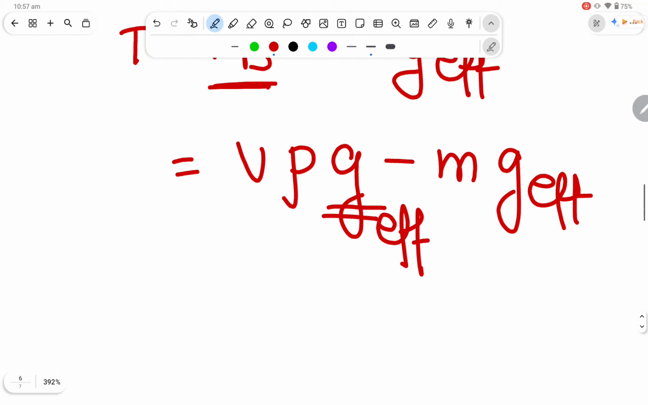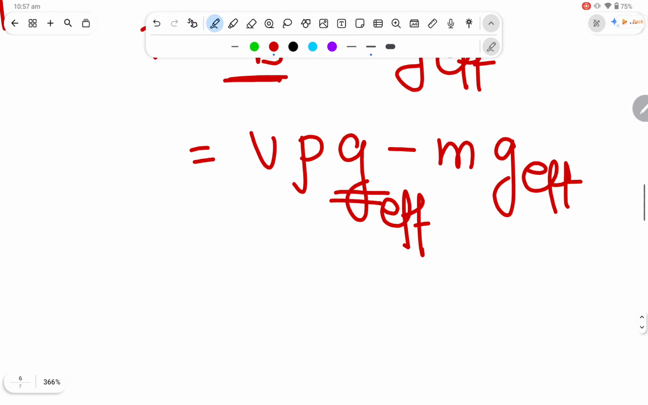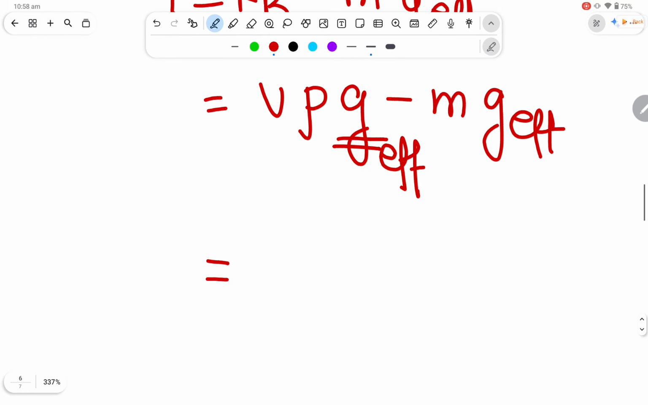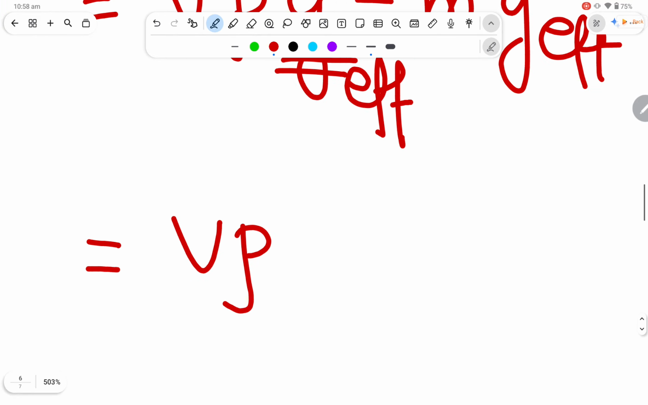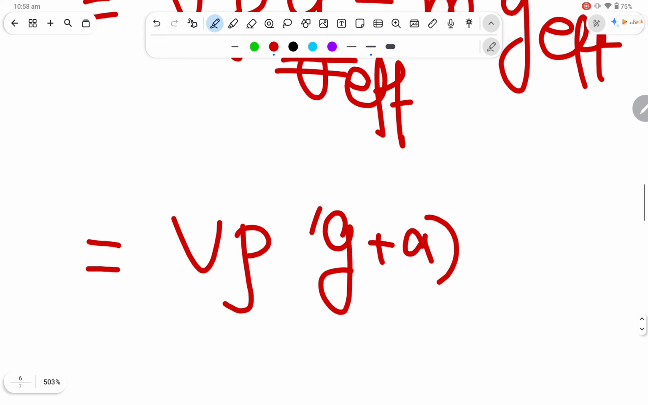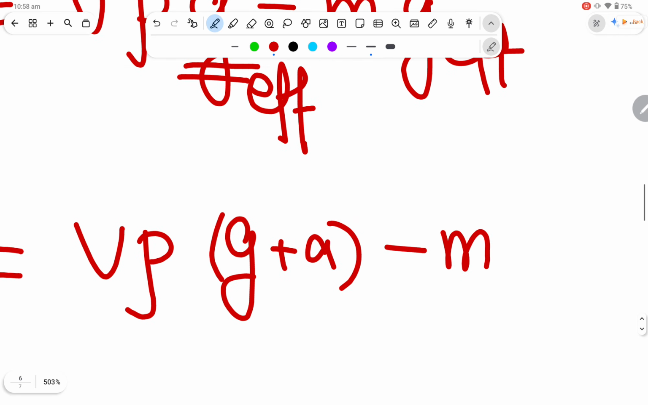Whenever you are solving an elevator problem, whenever there is a term of acceleration, you have to replace it by the effective acceleration. That is the most important thing whether it is a Newton's laws of motion question or fluid dynamics. All right, so V rho, and the g would be g plus a, minus mg.